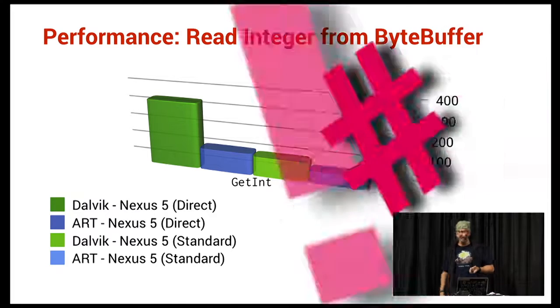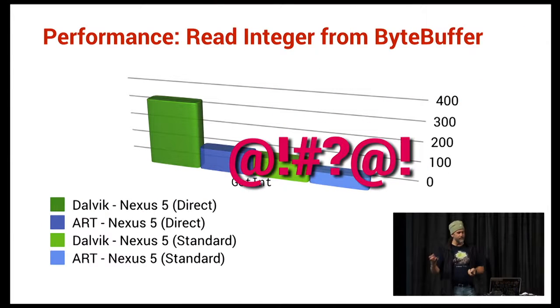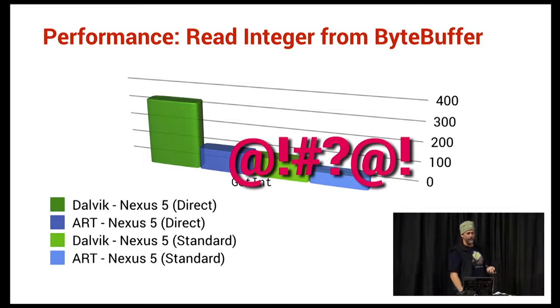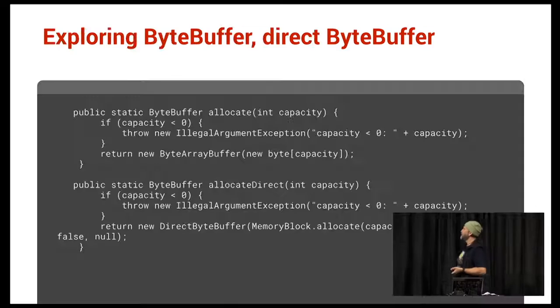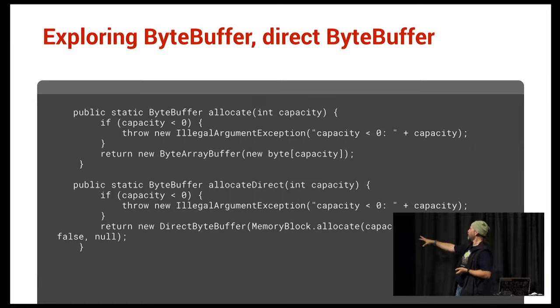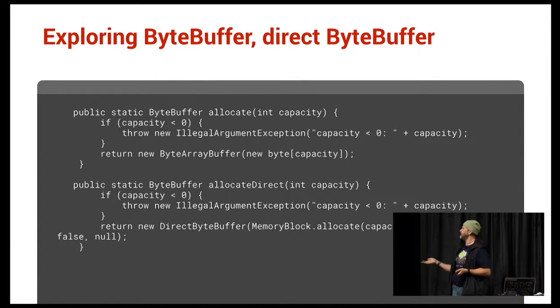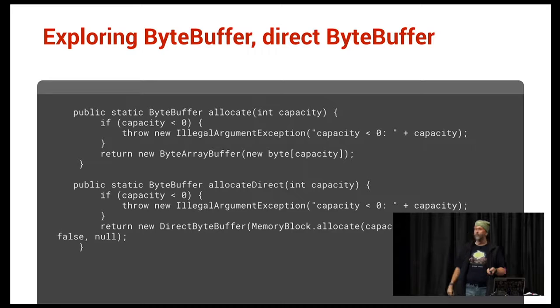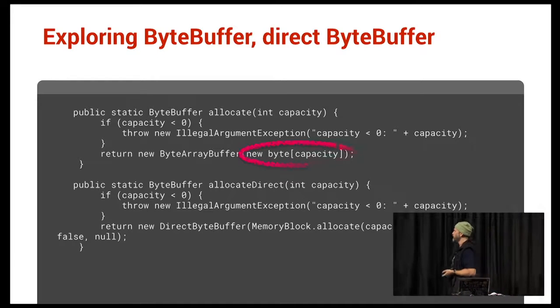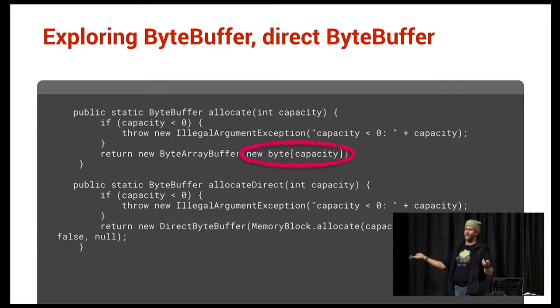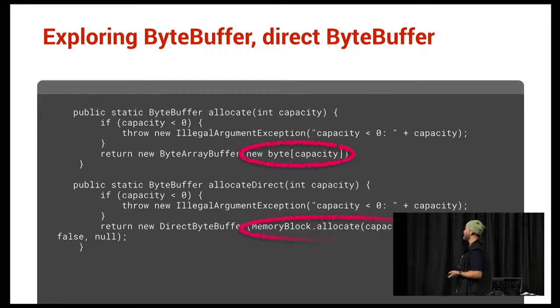And whenever we see really weird stuff like this, other than scratching my head, it is time to go and explore some code and try to figure out why that's the case. All right, so here is what actually happens when you do allocate and allocate direct. You actually get a different class. We're using polymorphism here. It's awesome. You either get byte array buffer or direct byte buffer, one of the two. As you can see, byte array buffer is backed by an array, and direct byte buffer is actually backed by this class called memory block.